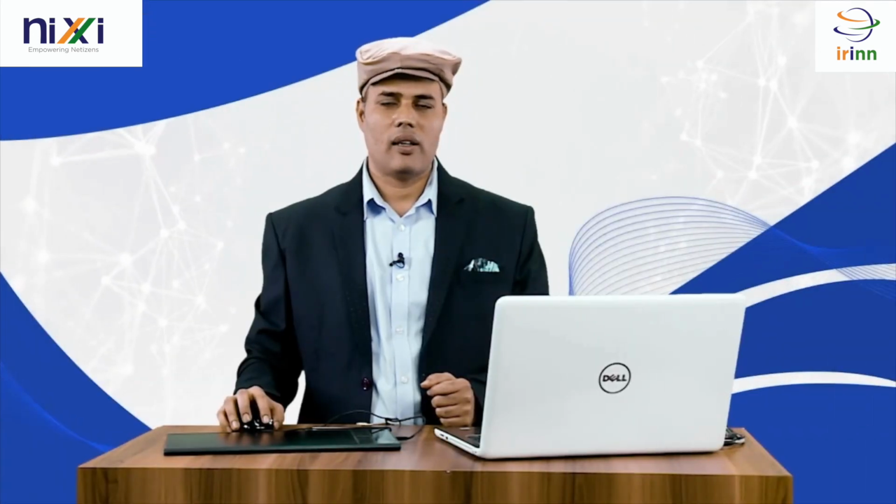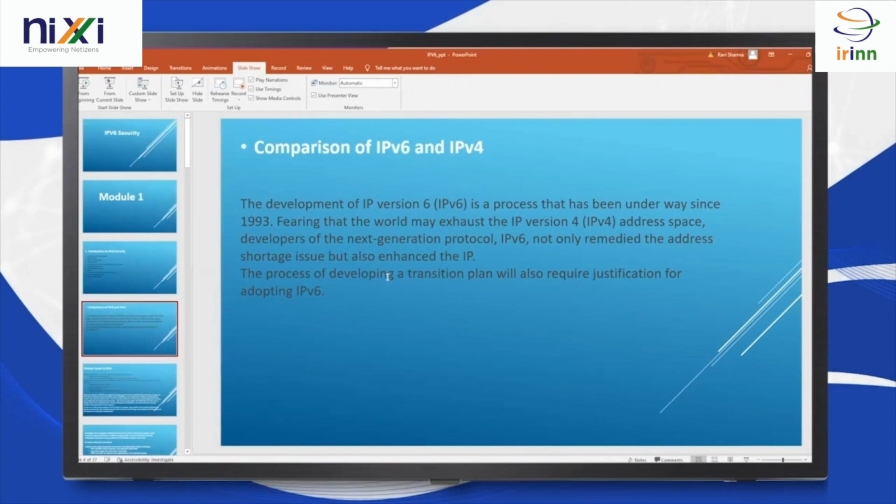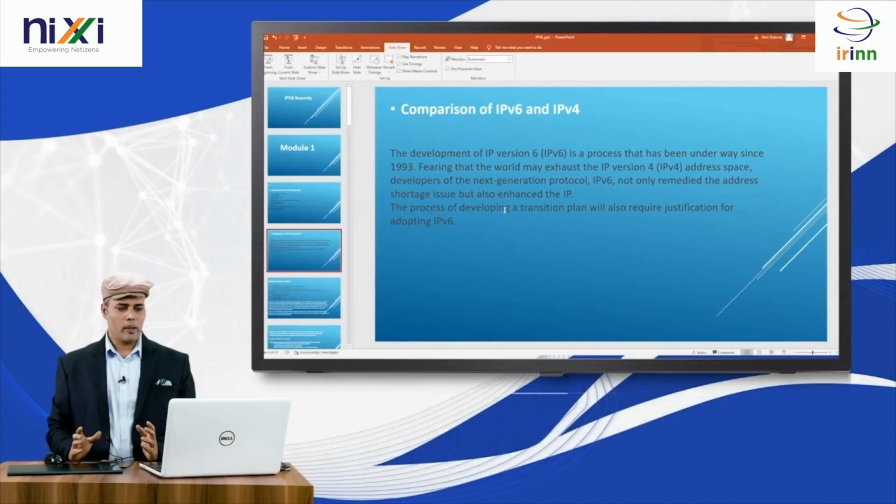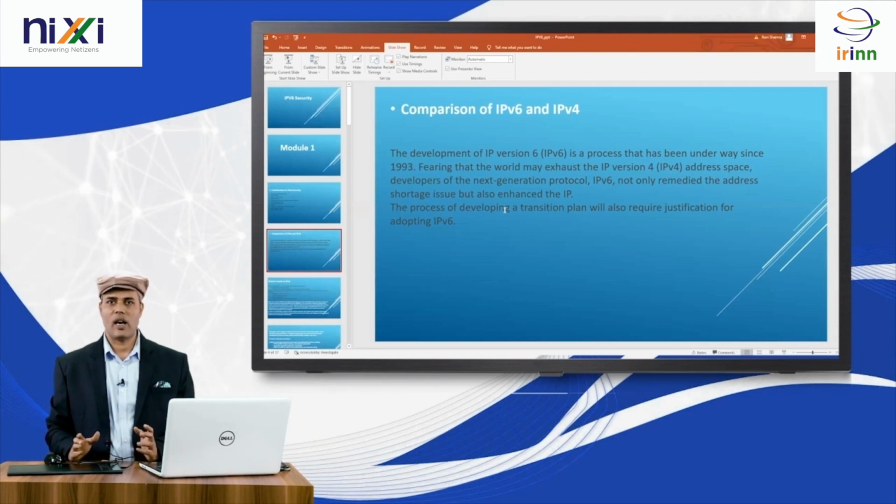What is IPv6 and how is it going to work? First of all, a comparison: why are we moving to IPv6 if we are already using IPv4, right? The development of IP version 6 is a process that has been underway since 1993, fearing that the world may exhaust the IPv4 address space. The developers of the next generation protocol, IPv6, not only remedy, or we can say provide a solution to, the address shortage issue, but it also enhances the IP address process. The process of developing a transition plan will also require justification for adopting a new IP service, which is IPv6.